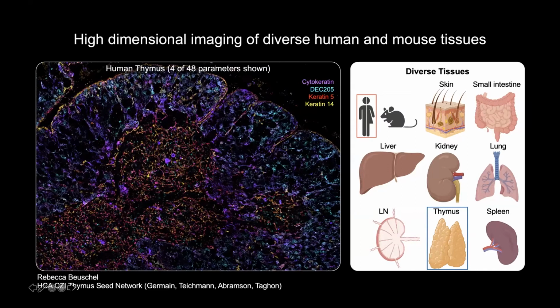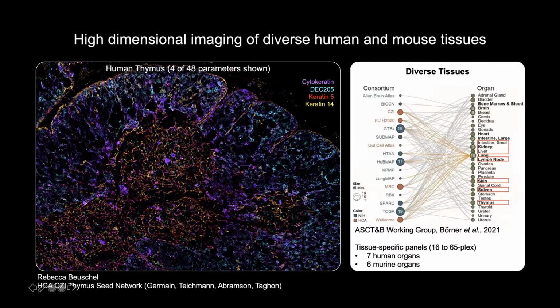This is just 4 of 48 parameters of the thymus that I've pseudo-colored to really just, in 4 markers, highlight the diversity of the cortical epithelial cells. And it looks like a rainbow, but again, it's just 4 markers, and the differential expression of those 4 markers gives you this just hyperspectral looking thing. And so it's part of a collaboration with another consortium with the Germain, Teichmann, Abrasom, and Tegan Laboratory.